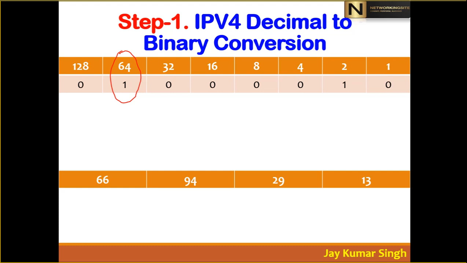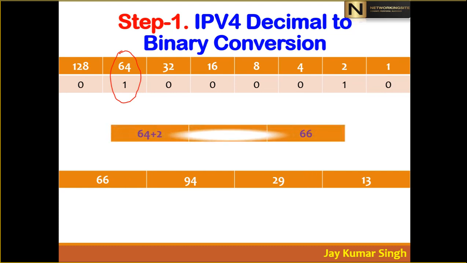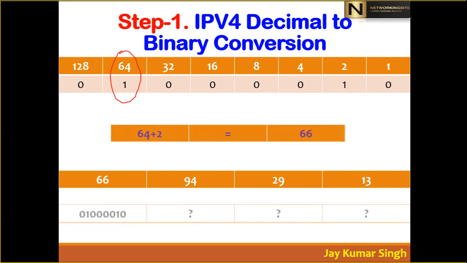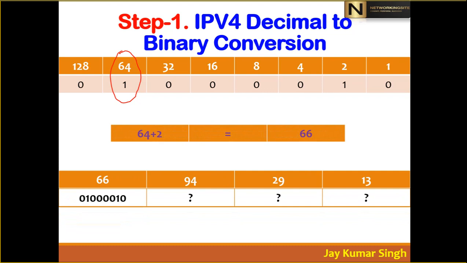For 66, I took 64 plus 2. So what is the binary of 66? We have 0, 1, 0, 0, 0, 0, 1, 0. Is it like this, right? Yes. Okay, now for 94.